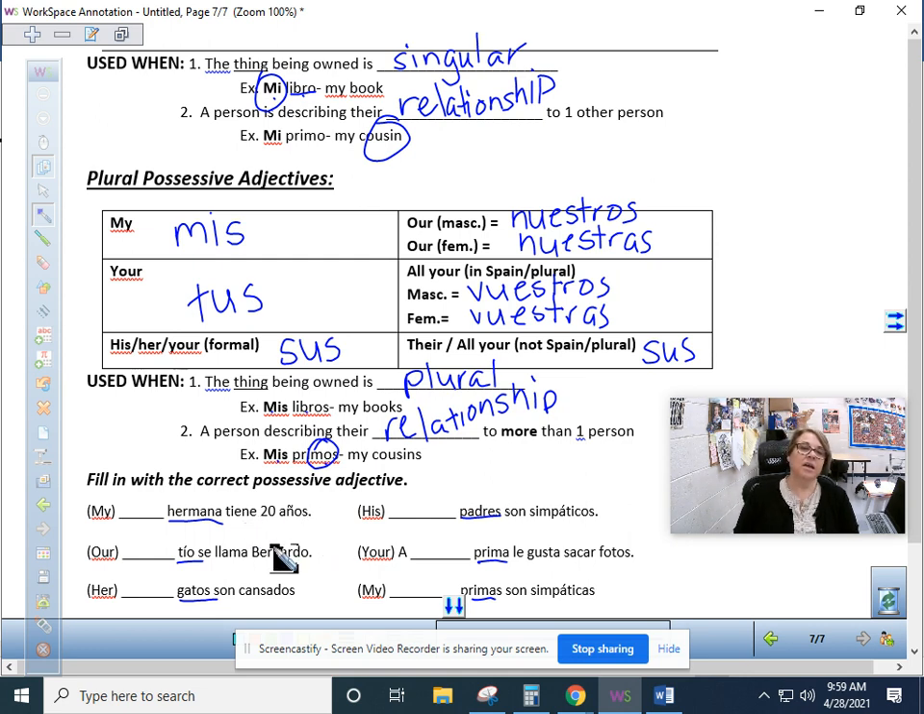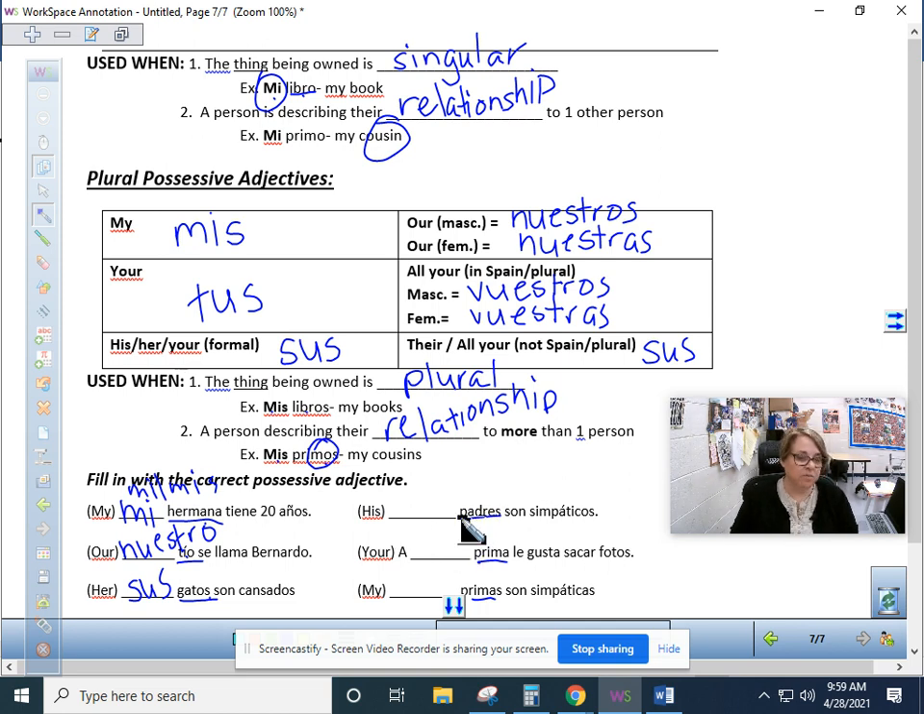Okay, so you're back, and let's go over your answers, what you should have. So here you have my. So we know it's either going to be mi or mis, right? Because those are the two my's. Now, hermana is singular, ¿verdad? So it's going to be mi. Our. And then, of course, it's tío. Tío is singular. So it's not going to be any of these. Also, tío is masculine. So it needs to be nuestro, right? Singular and masculine. Her cats, right? Gatos. Son cansados. Gatos is plural. Her plural, sus.